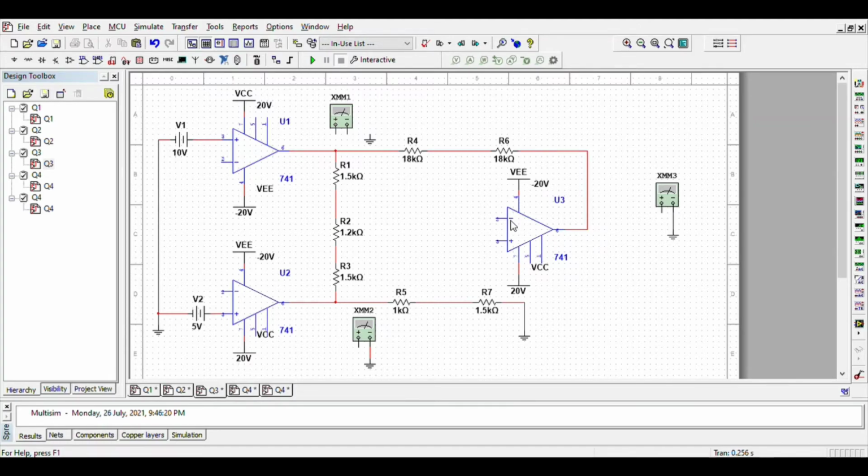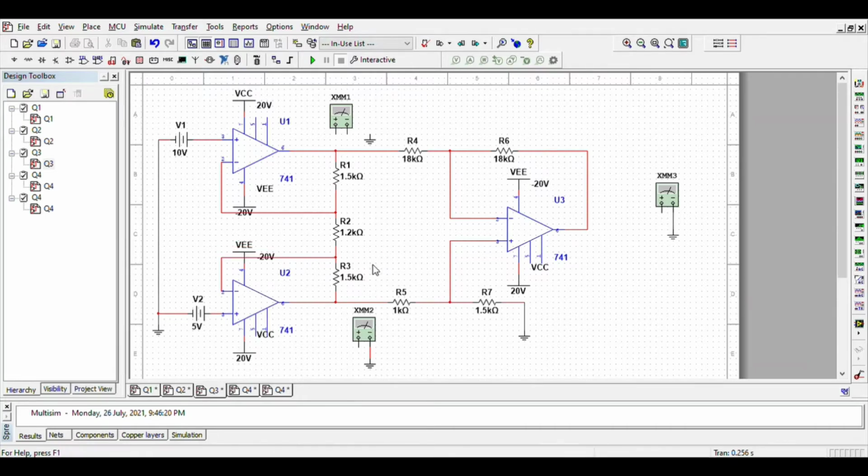Next, the V minus of op-amp 3 will be connected between R4 and R6. Meanwhile, the V plus of op-amp 3 will be connected between R5 and R7. Not to forget, the V minus of op-amp 1 will be connected between R1 and R2. Then the V minus of op-amp 2 will be connected between R2 and R3.